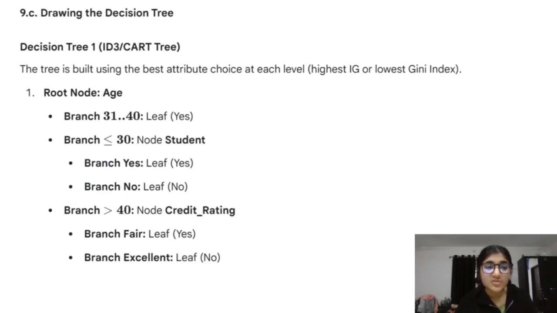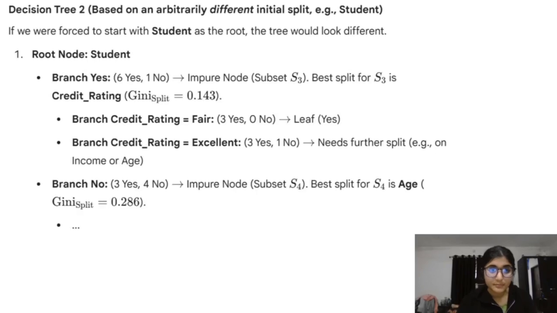Part C is drawing the decision tree. Decision tree 1 uses ID3 and CART. The tree is built using the best attribute choice at each level, highest information gain or lowest Gini index. The root node is age. The branch 31 to 40 leads to the leaf yes. The branch less than 30 has the node student, and the branch greater than 40 has the node credit rating.